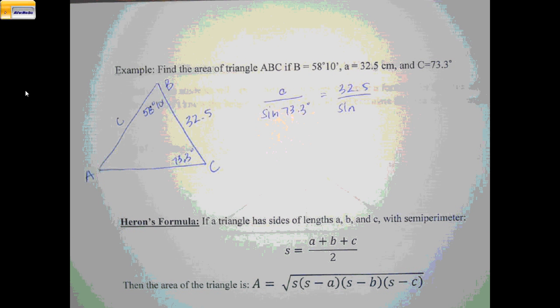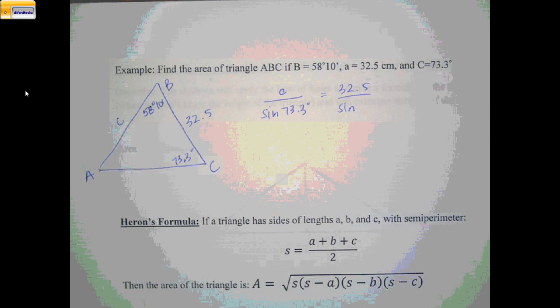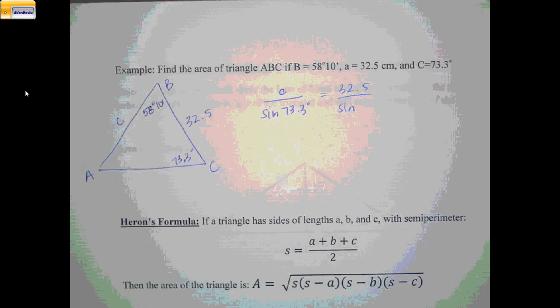We subtract. 180 minus 73.3 minus 58 degrees, so second apps enter. 10 minutes, so 10 second apps 2.